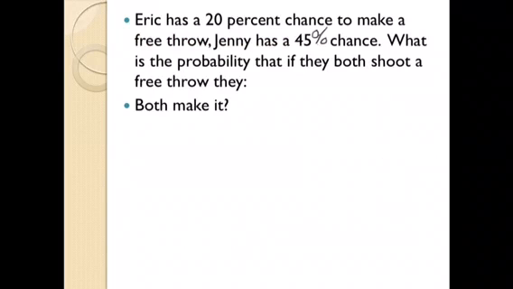Alright, so for this example, we have 2 people, Eric and Jenny. Eric has a 20% chance to make a free throw. Jenny has a 45% chance to make a free throw. The question is, what is the probability that if they both shoot a shot, they make it?